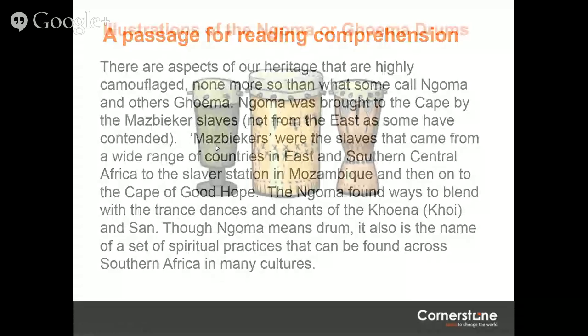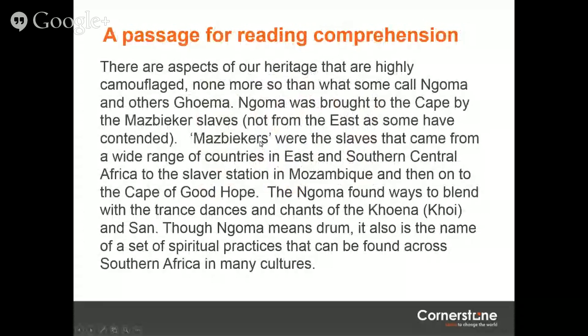There are aspects of our heritage that are highly camouflaged, none more so than what some call ngoma and others guma. Ngoma was brought to the Cape by the Mozambican slaves. Mozambicans were the slaves that came from a wide range of countries in East and Southern Central Africa to the slaver station in Mozambique, and then on to the Cape of Good Hope. The Ngoma found ways to blend with the trance dances and chants of the Khoikhoi and San, very old-fashioned names with the Hottentots and the Bushmen, which are far too negative to use these days.